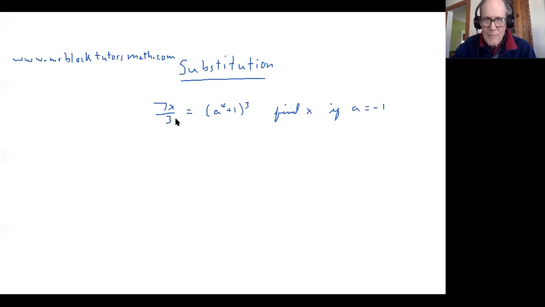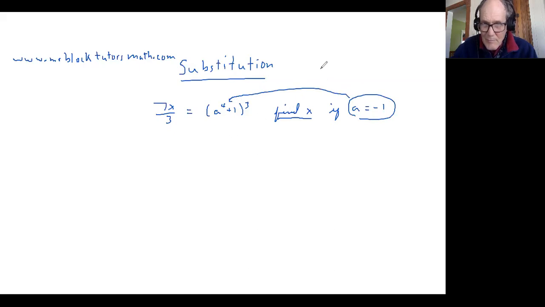Let's get a whiteboard here. Here's a simple example of substitution. If I have 7x over 3 equals the quantity a to the fourth plus 1 cubed, and you're asked to find x if a equals -1. So substituting means all you do is take that -1 and plug it into a and work it out.